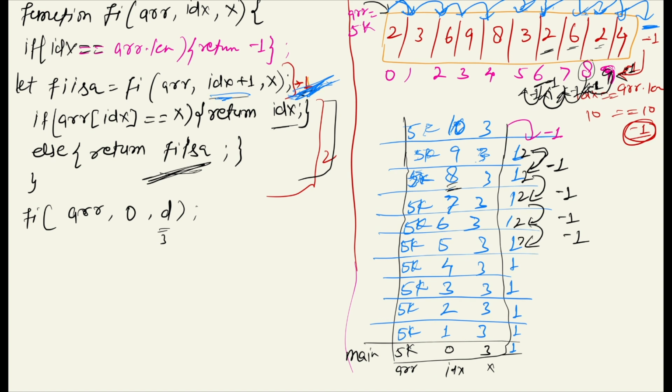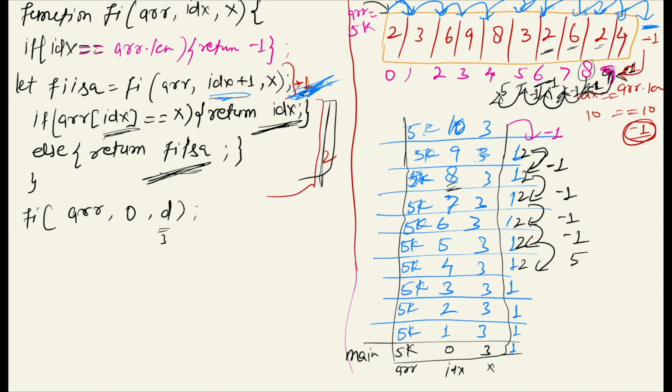So here again line number 2 will execute. It will check array of 5. Array of 5 equals 3, and 3 is equal to x, which is 3. So it will return the index. Here the index is 5, so it will return 5. Now for index number 4, index number 5 is returning its index value, so it is 5.